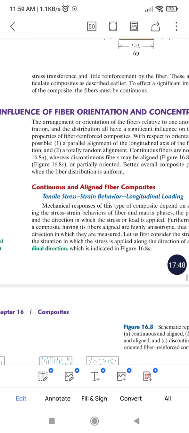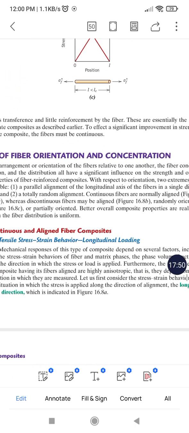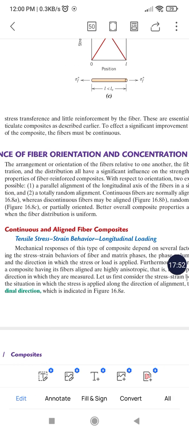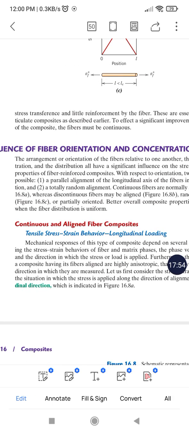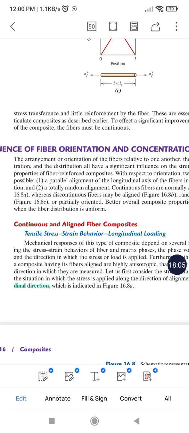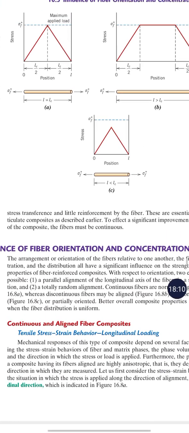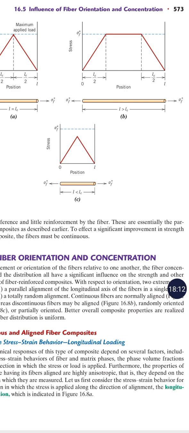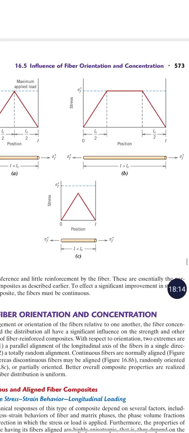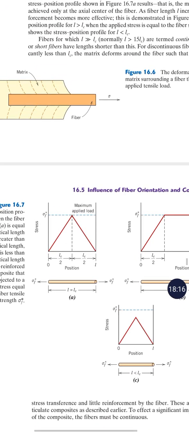Okay, so let us see the influence of fiber orientation and concentration. When you have continuous and aligned fiber composites, they might have different properties compared to randomly aligned fiber reinforced composites. These property differences are written here. You should write them down and remember them. If you are asked for an essay, you should study these differences very well.